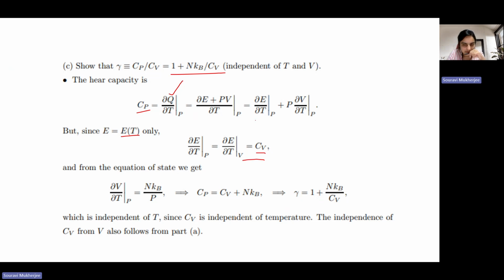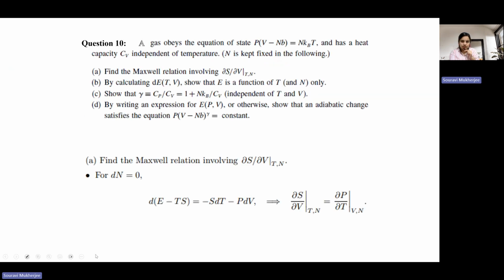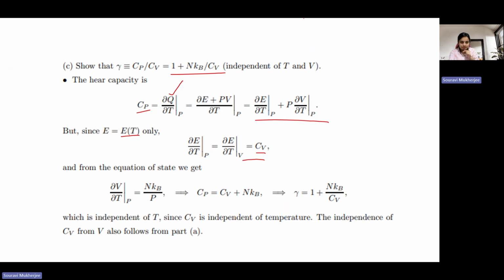So while Cp is given by this relation, Cv is given as del E del T at constant volume, which is also del E del T at constant pressure. So that means what do you get? You get Cp is equal to Cv plus this term, T del V del T at constant pressure. Now you want to find del V del T at constant pressure, and that you can get directly from the equation of state that is already provided, right? This is your equation of state. So from here you can actually find del V del T at constant pressure, and substitute it there.